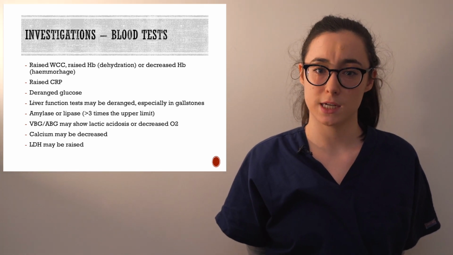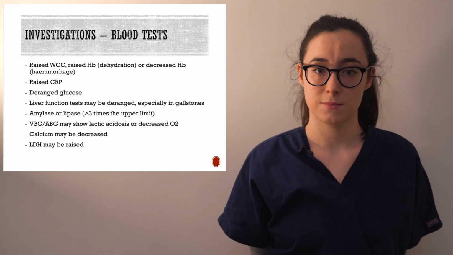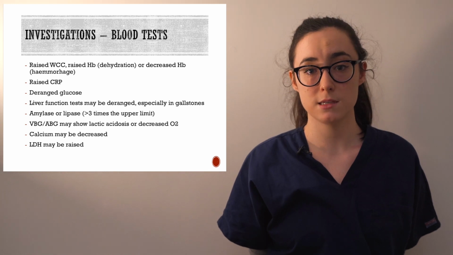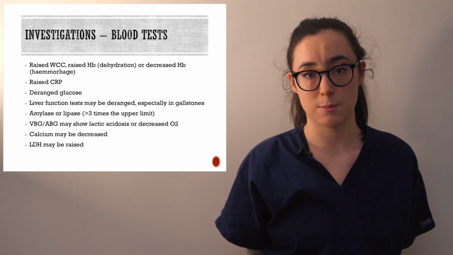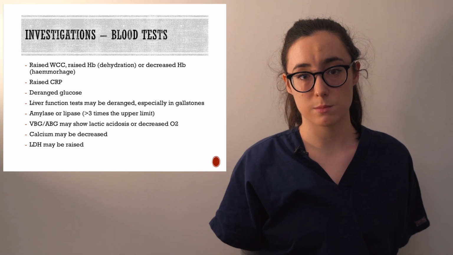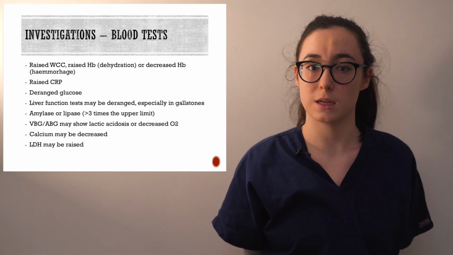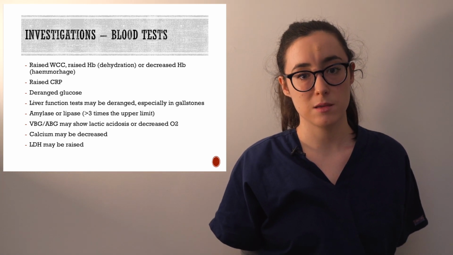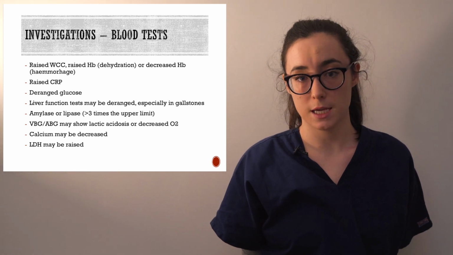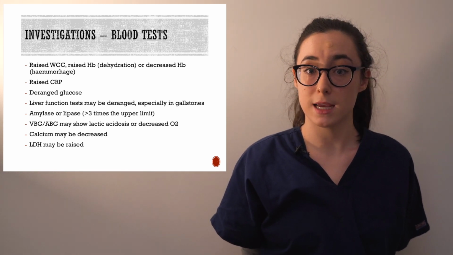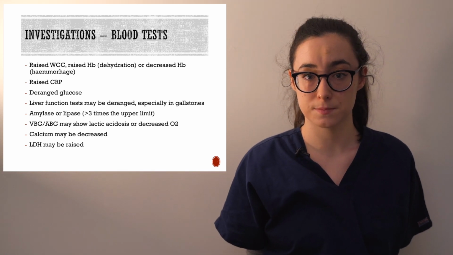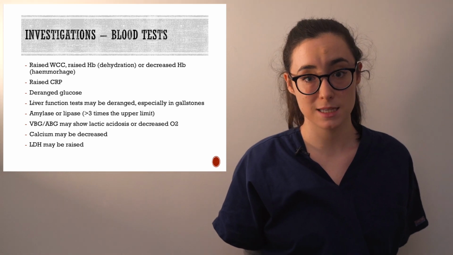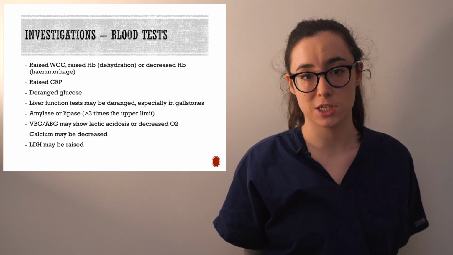So how do we investigate pancreatitis? Let's start with the blood tests. First thing we look at is a full blood count to look at the hemoglobin. Hemoglobin may be raised in dehydration or reduced if there's a hemorrhagic component. The white cells may be raised again if there's an inflammatory or infective component. The C-reactive protein, or CRP, will be raised. Glucose may be high. LFTs may be raised or normal, depending on the origin. If there are gallstones, the alkaline phosphatase, ALT, and bilirubin may be raised. If there is an alcoholic component, the gamma-GT will be raised.